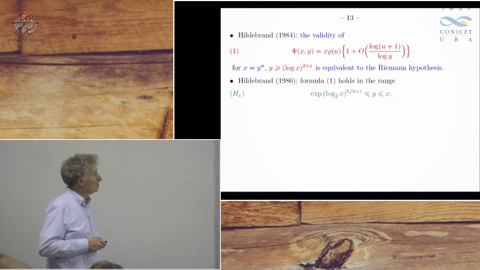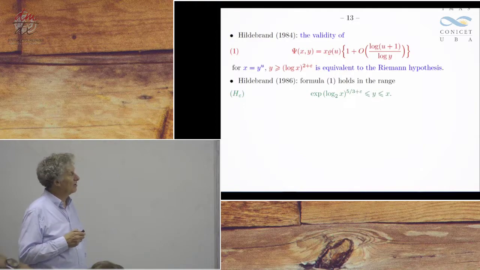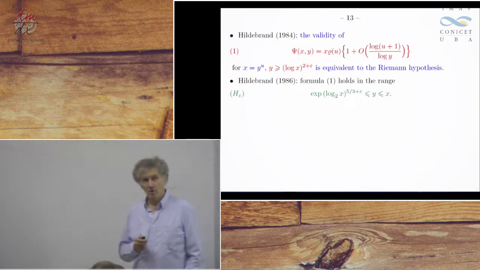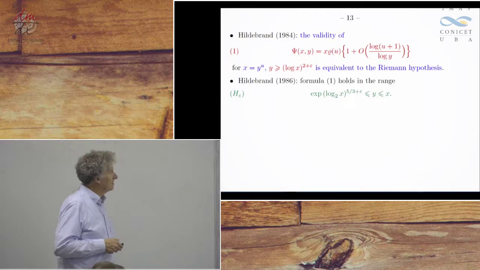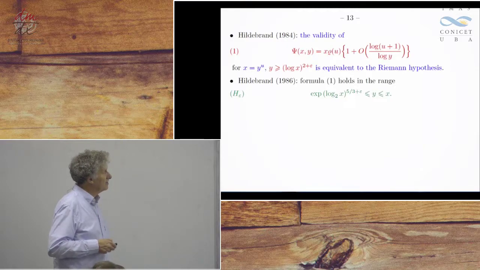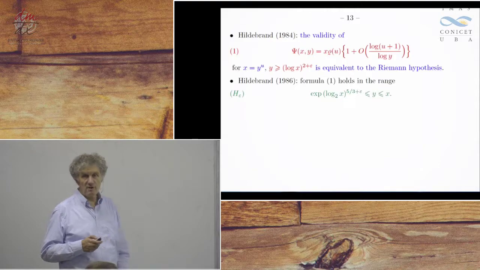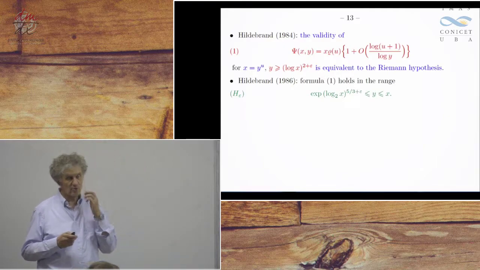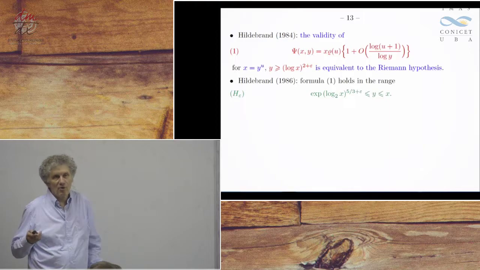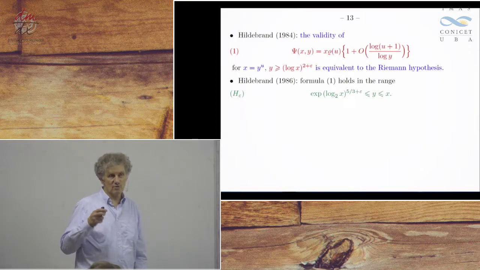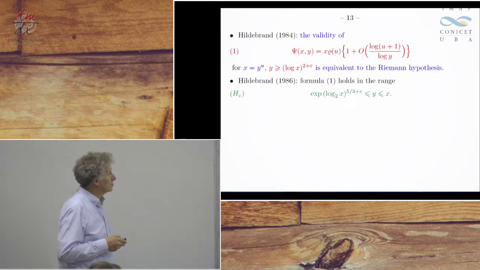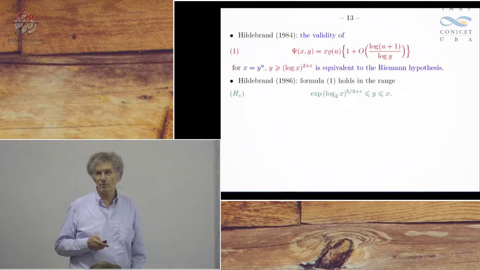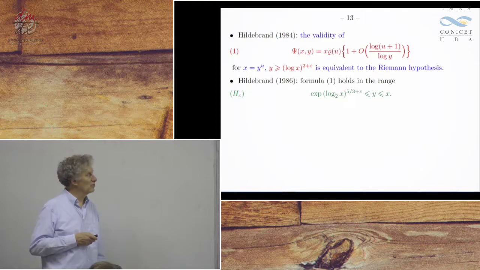And Hildebrand, using another functional equation, proved in 1986 that this formula holds in this range. So this 5/3 is just the inverse of the 3/5, which arises in the current version of the prime number theorem, linked to the zero-free region of the zeta function. Of course this is much larger than the power of log x, so it doesn't prove the Riemann hypothesis, but it shows the state of the art.